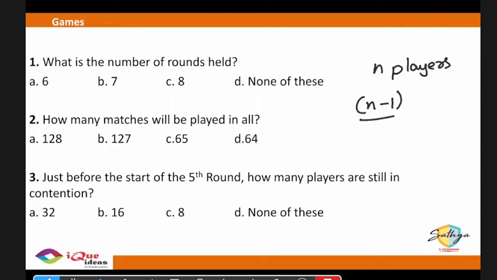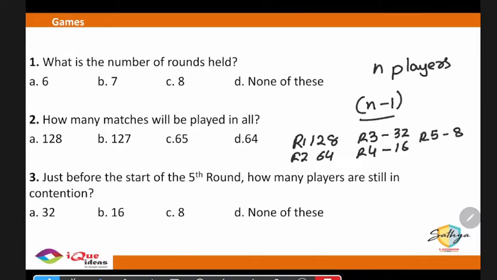We already established this, right? So in round 1 there are a total of 128 players. So in round 2 you will have a total of 64. In round 3 you will have a total of 32. In round 4 you will have a total of 16. So when it comes to round 5 you will have a total of 8.